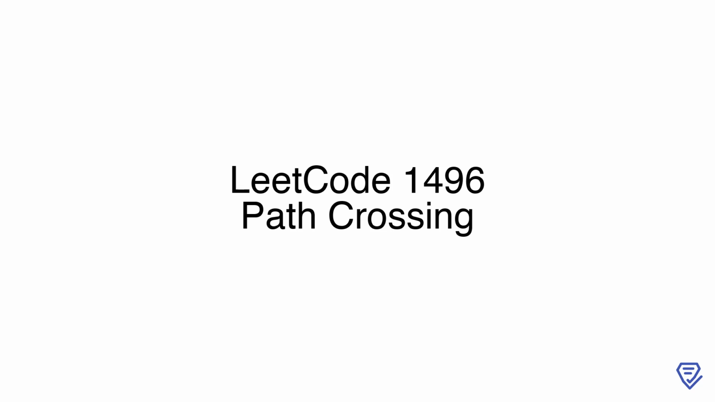Welcome to today's problem walkthrough. We'll be solving problem number 1496, Path Crossing. This is an intriguing problem that involves determining whether a path on a Cartesian grid crosses itself. Stick around as we explore the solution step by step.